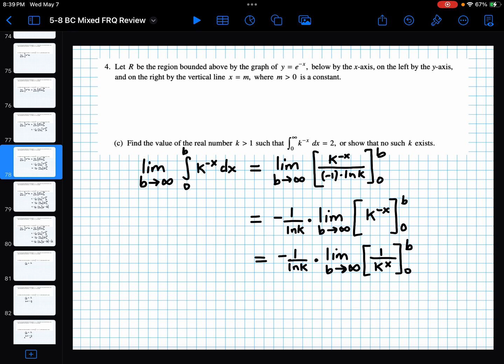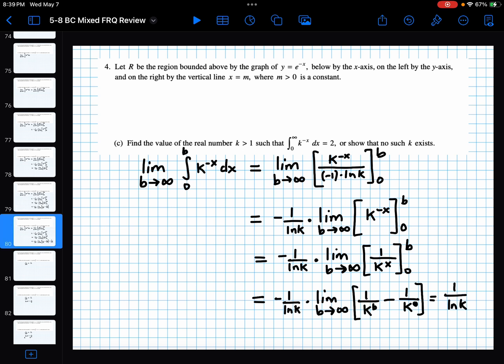All right, so I'm rewriting k to the negative x as 1 over k to the x, and now when I evaluate it at my limits of integration, you can see quite clearly that that first term, 1 over k to the b power, as b approaches infinity, that entire fraction is going to go to a value of 0. And the second fraction, k to the 0 power, anything to the 0 power is 1. So the whole thing becomes 0 minus 1, or -1, for your limit. If you multiply -1 times that -1 over natural log of k that we took out, you get that. Not the answer to the question yet, but we're close.